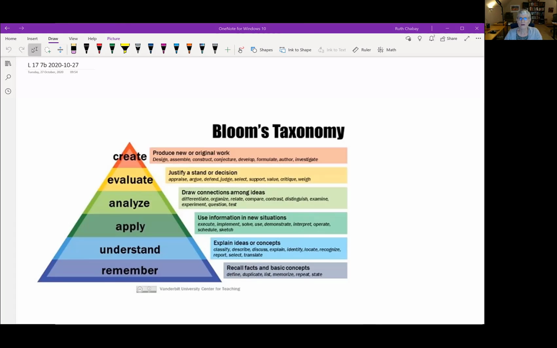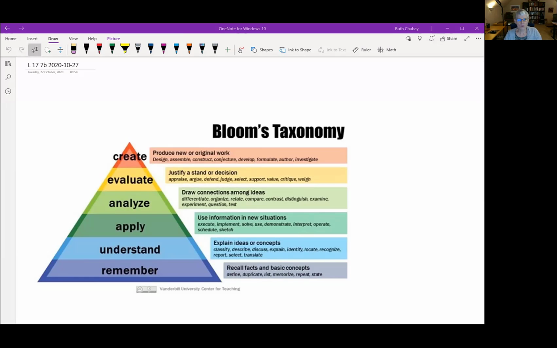I want to talk about two things. One is just kind of the expectations in this course, and one is about using the textbook, actually. So let me start by showing you a diagram. This is a diagram that some of you may have seen before, and it represents a thing called Bloom's Taxonomy of Educational Objectives.